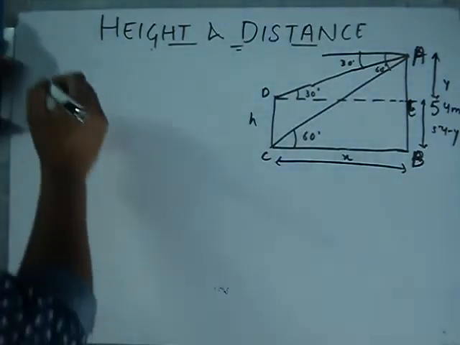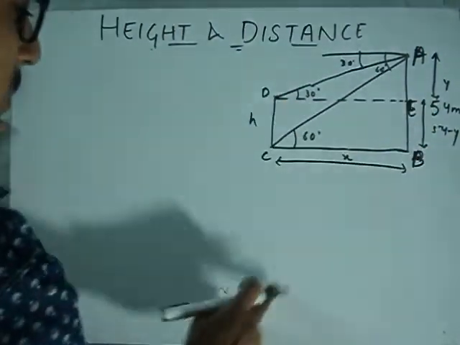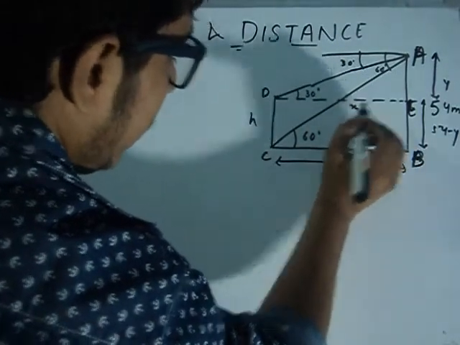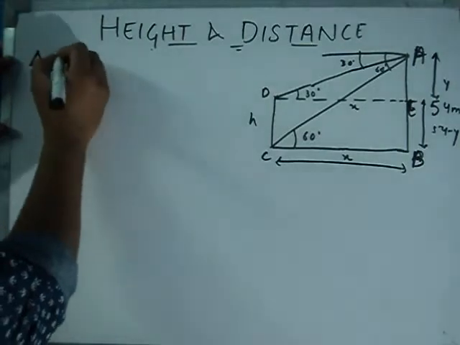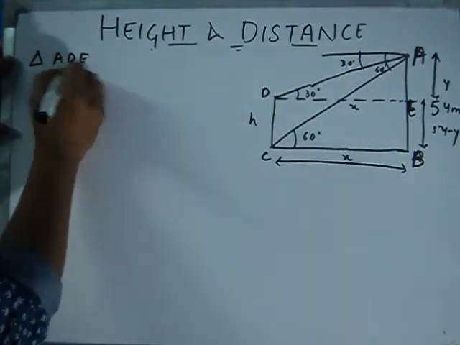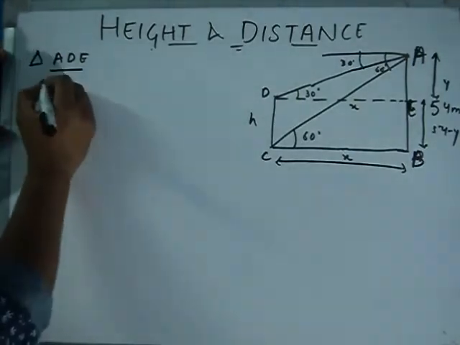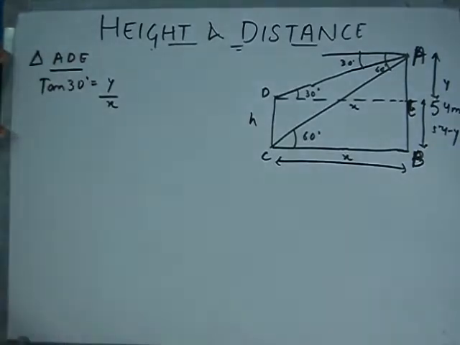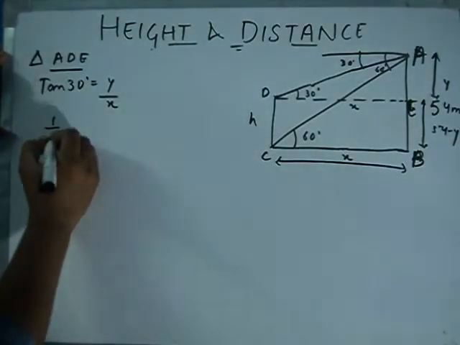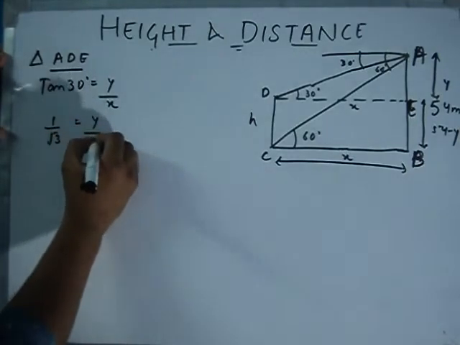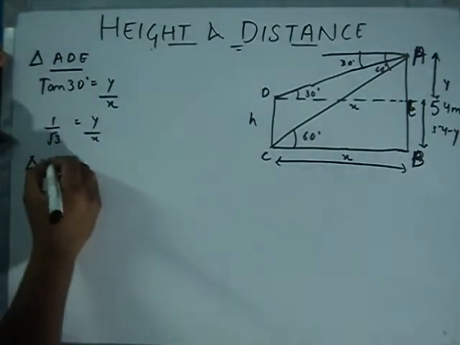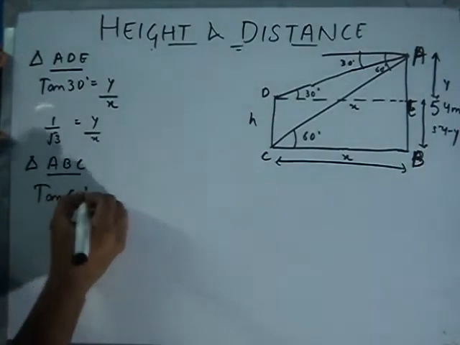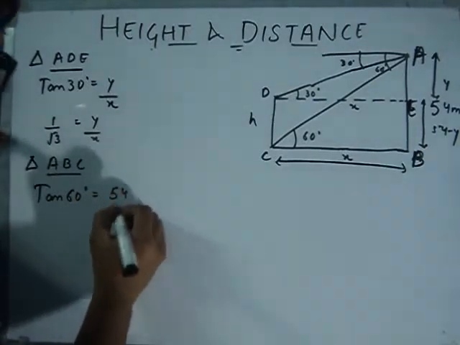So let's take our first triangle, which is ADE. It's a rectangle, so the parallel opposite sides of the rectangle are equal, so this value is also x. From triangle ABE, tan 30 is equal to y divided by x. So tan 30, which is 1 by root 3, is equal to y divided by x. And from triangle ABC, tan 60 is equal to 54 divided by x.